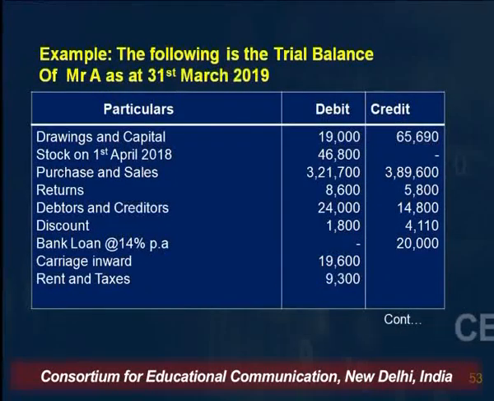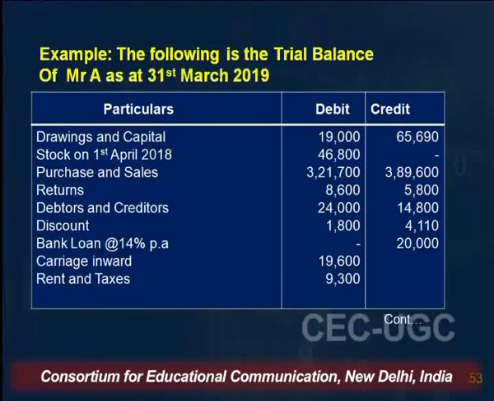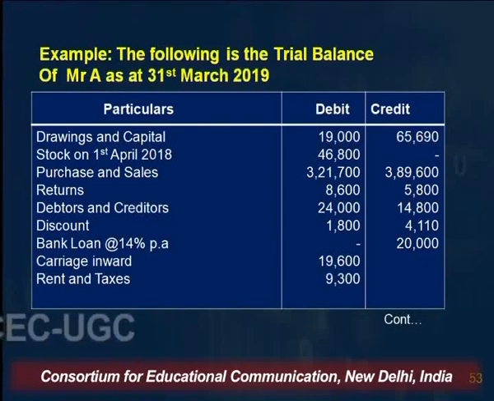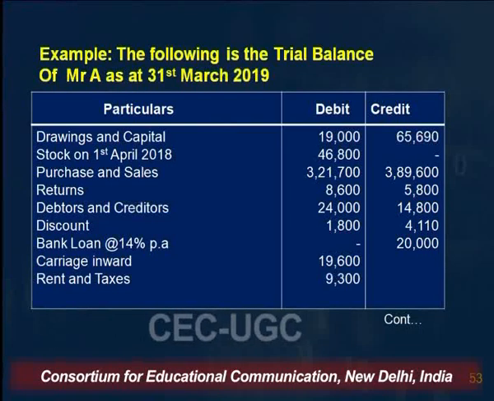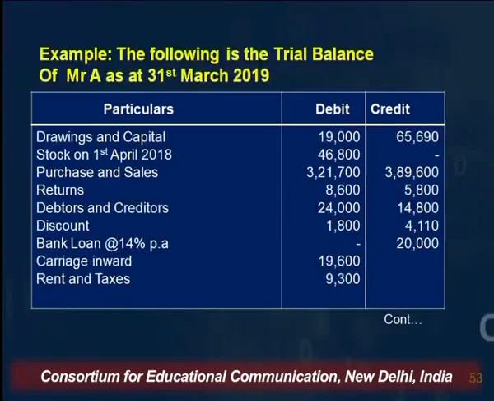So let's understand this financial statement with the help of an example. The following is the trial balance of Mr. A as at 31st March 2019. So this is the trial balance, and in this trial balance several items are given. The first thing before attempting the question is that you need to segregate all the items which are given in the trial balance. The items which are related with the real account, meaning all assets, will be shown on the asset side of the balance sheet.